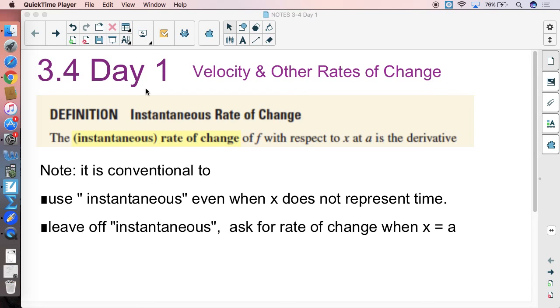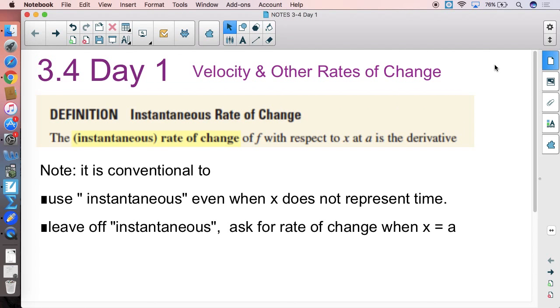They're reminding you what that instantaneous rate of change definition is. They're reminding you that instantaneous rate of change at a certain location or at all locations on a curve means the derivative. So from now on, they may also say something like instantaneous rate of change even when x is not representing time. And they may even leave off instantaneous and just ask for the rate of change at a point. And since rate of change at a point is the instantaneous rate of change, they may not use that word.